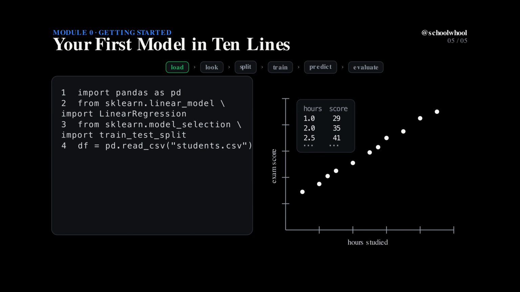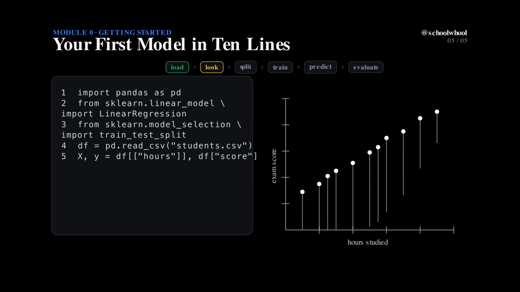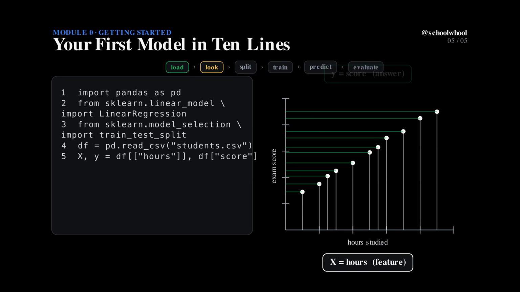Line 5 separates the question from the answer. X holds the hours studied, the feature, the information the model gets to see. And Y holds the exam scores, the answers we want it to learn. Features in, answers out. This X and Y pattern shows up in every supervised learning project you will ever write.